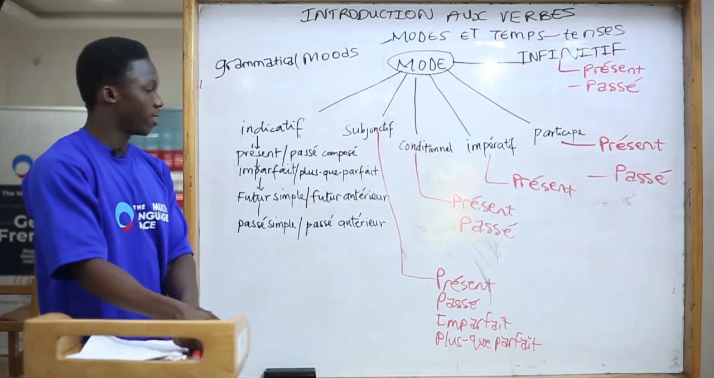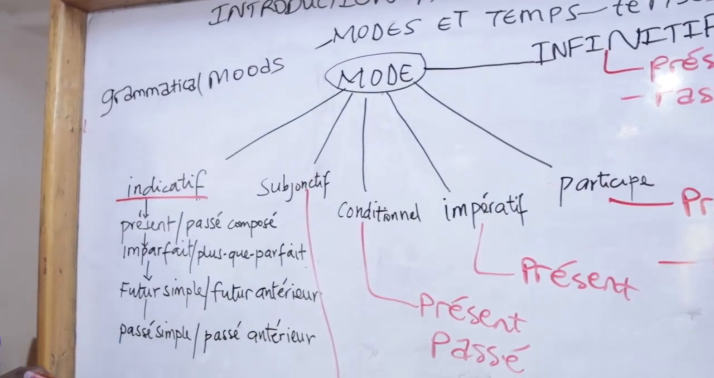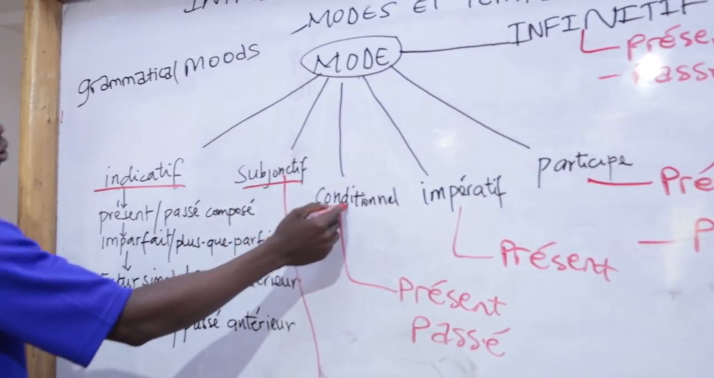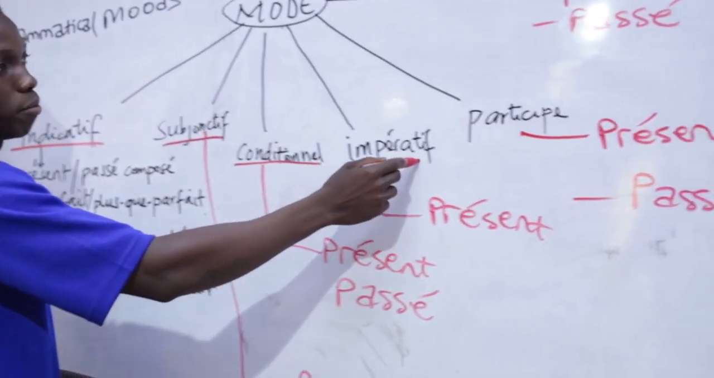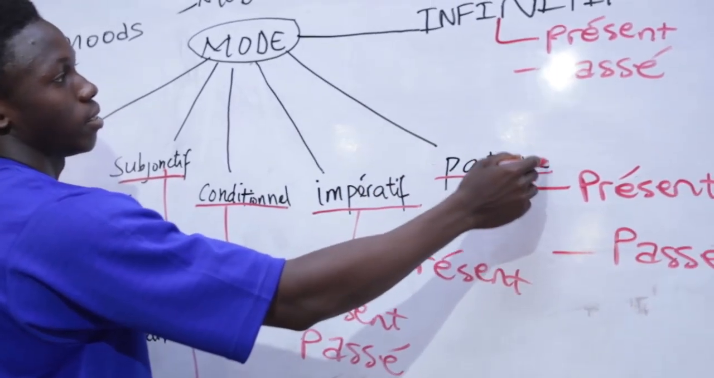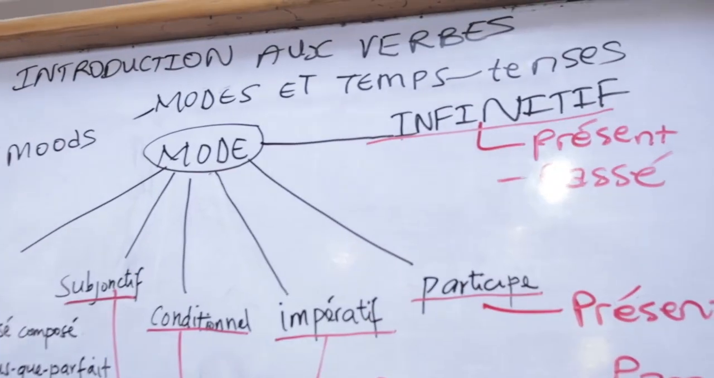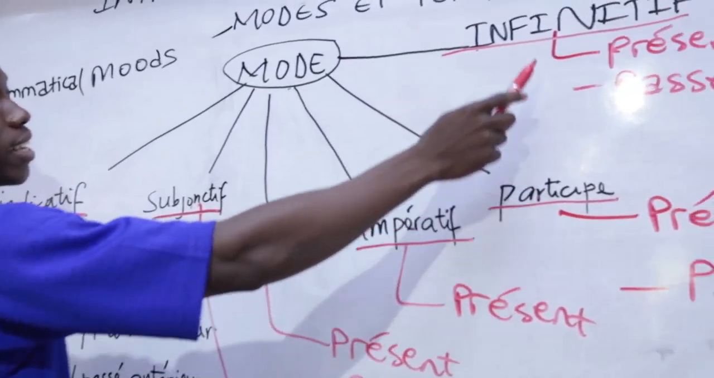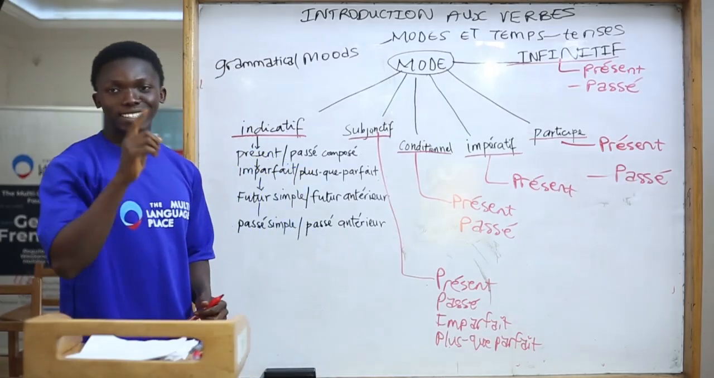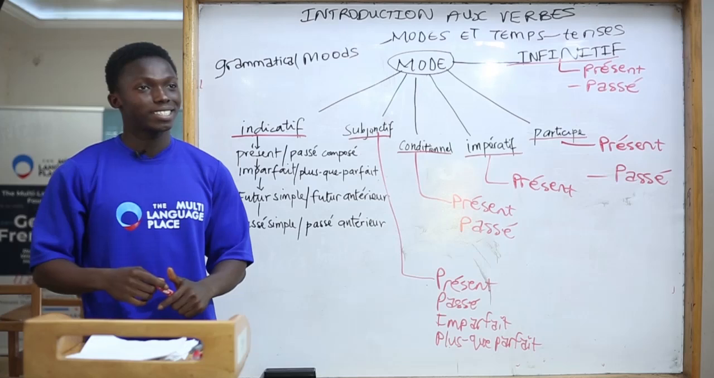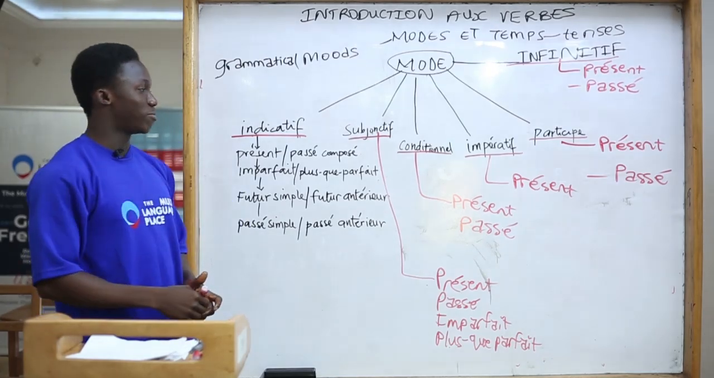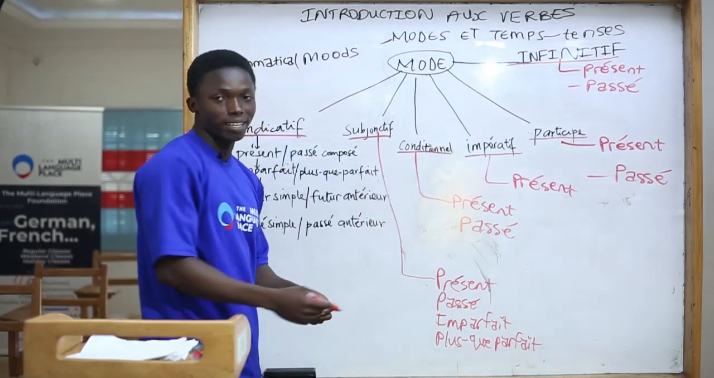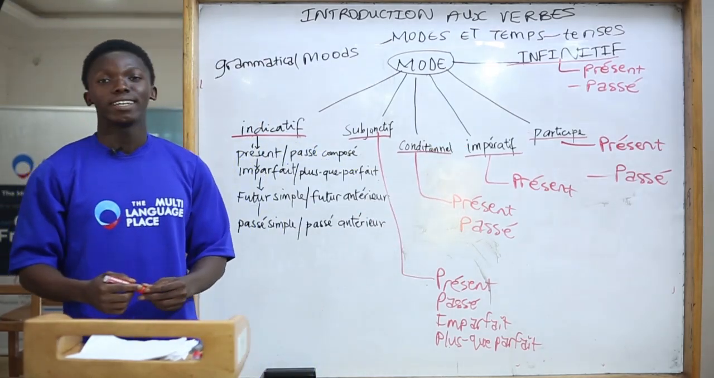We have indicatif, subjonctif, conditionnel, impératif, participe et infinitif. 1, 2, 3, 4, 5, 6. On a 6 modes en français. We have 6 grammatical modes in French. Indicatif, subjonctif, conditionnel, impératif, participe et infinitif.